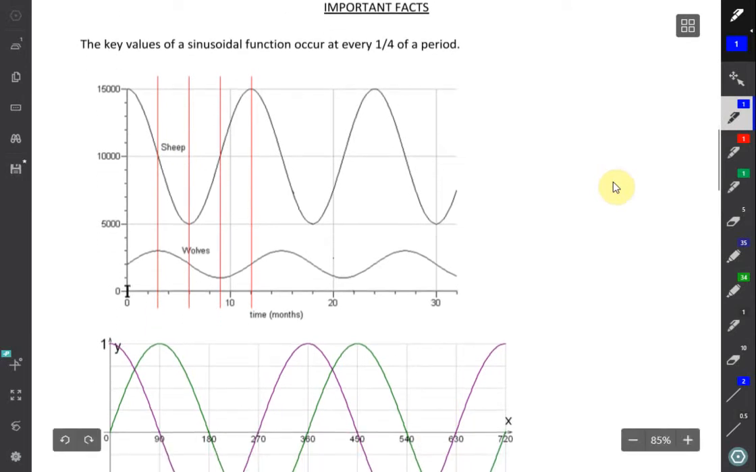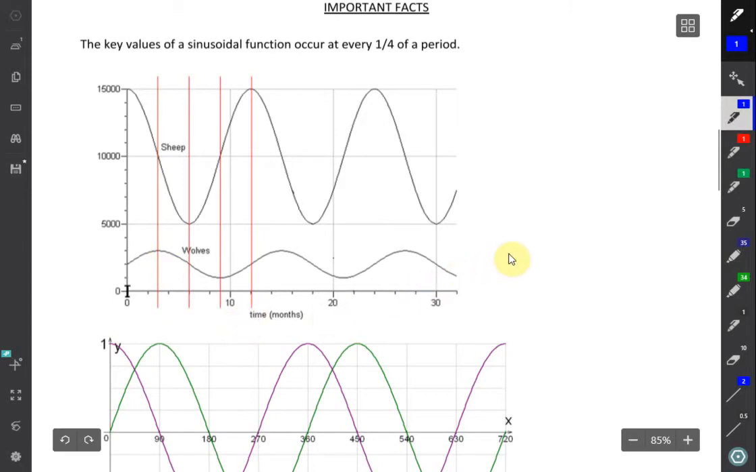A few key facts to note when we're graphing sinusoidal functions. One is that everything happens in quarters. If you look at this graph here, we referred to this once before when we were solving problems and interpreting graphs. Here we can see the four key values.